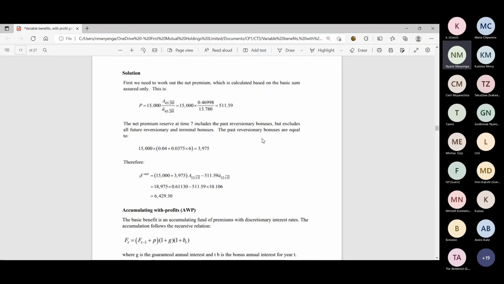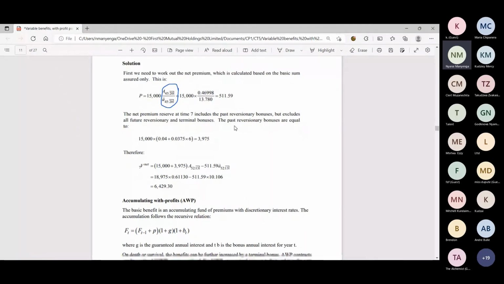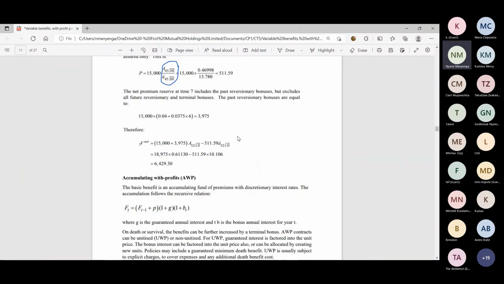So this is, if you solve for P, it will give you 15,000 times the endowment assurance function divided by the temporary annuity due function. These functions you can easily get from the tables because 45 and 20 add up to 65. So once you've gotten them, the premium would be 511.59.